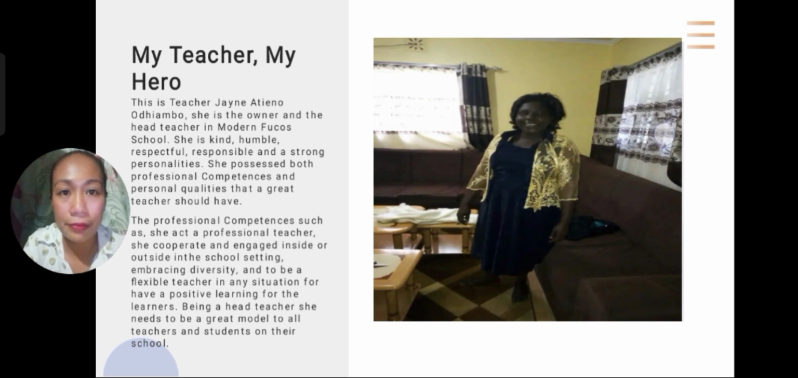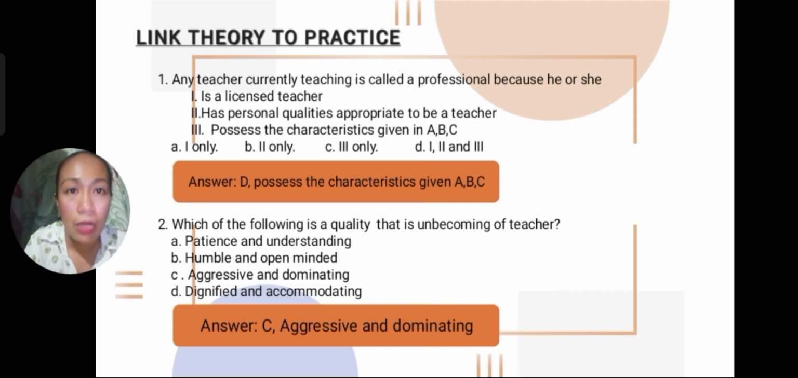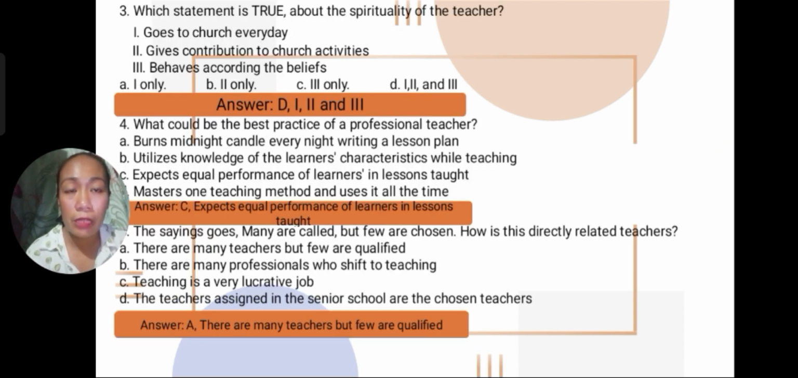So here is the link of theory to practice. Number one, any teacher currently teaching is called a professional because he or she possesses the characteristics given in A, B, and C, which are being a licensed teacher, having personal qualities appropriate to a teacher, and so the answer is letter D. Next, which of the following is a quality that is unbecoming of a teacher? The answer is letter C, aggressive and dominating. Number three, which statement is true about the spiritual aspect of the teacher? The answer is letter D.